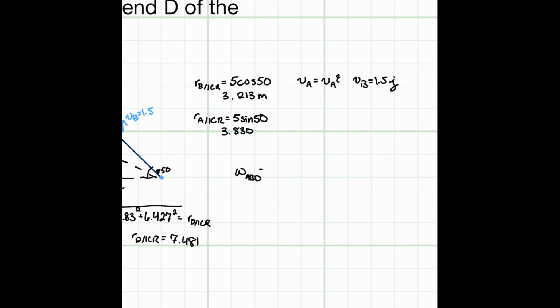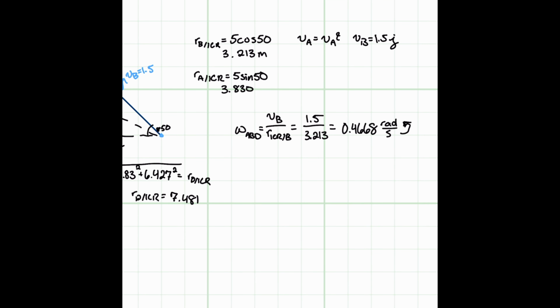So again, omega ABD equals VB over RB ICR. Again, not quite needing that RD yet, but we have it now for when we need it. So 1.5 over 3.83 to give an answer of 0.4668 radians per second because it's angular. And we assume that direction because it was positive and agreed.